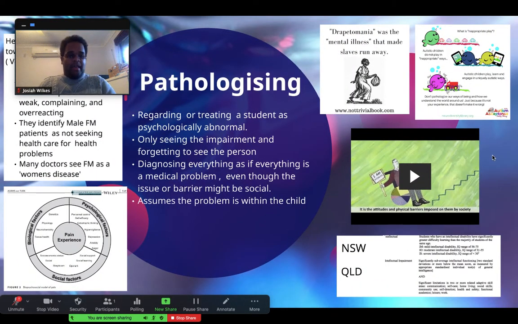Another thing about pathologizing is the way that we classify disability in different states. One of the things that you might have realised already is that the categories of disability in Australia differ in every state, which is super confusing.